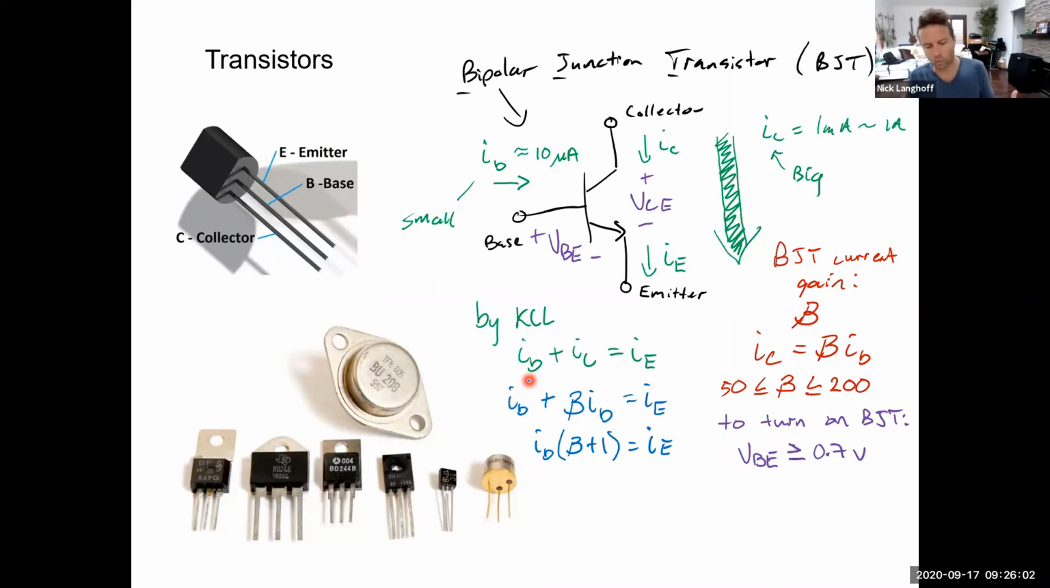And so that relates the base current and the emitter current directly. If you wanted to solve for the base current, if you knew the emitter current, which we'll see on the next slide, you could solve for it that way. The base current is just the emitter current divided by beta plus 1. It's scaled by that.